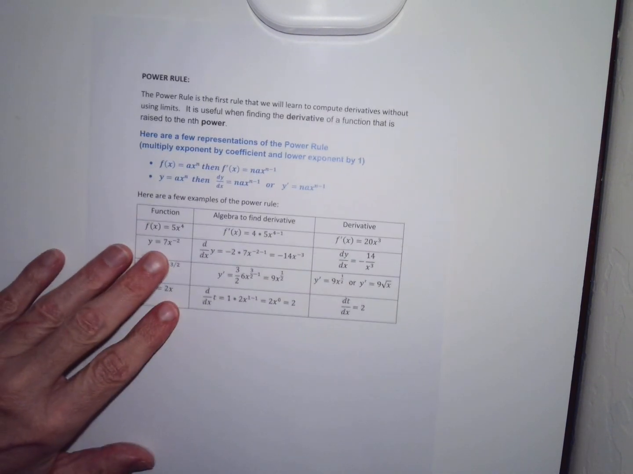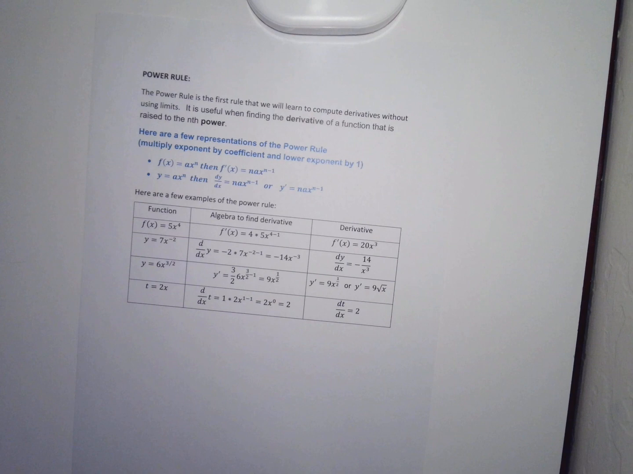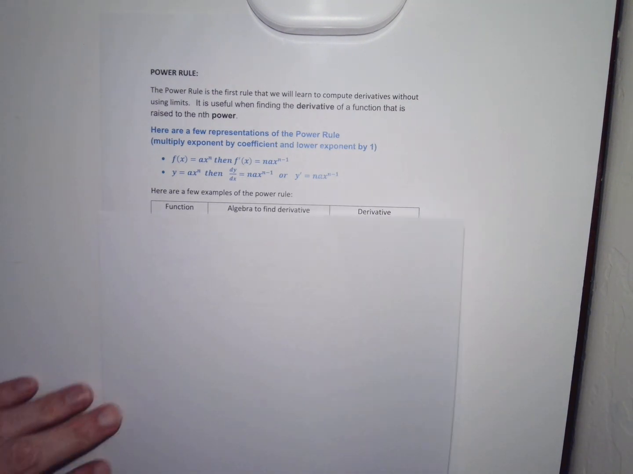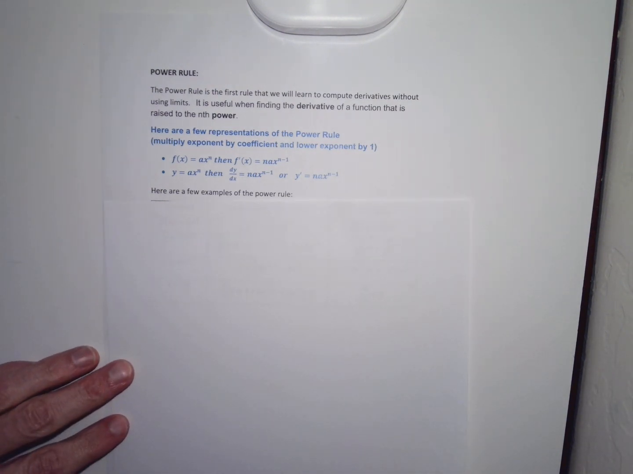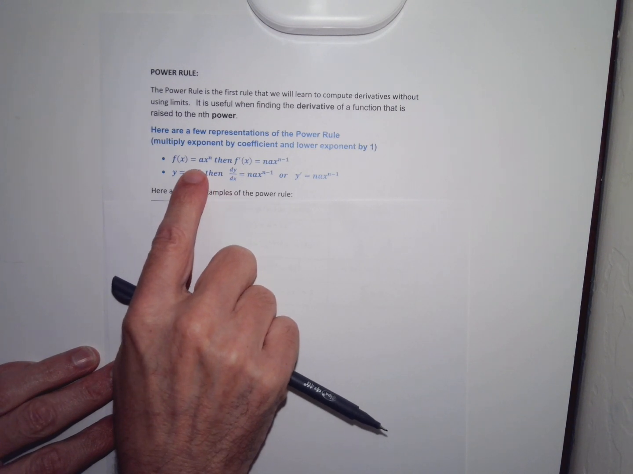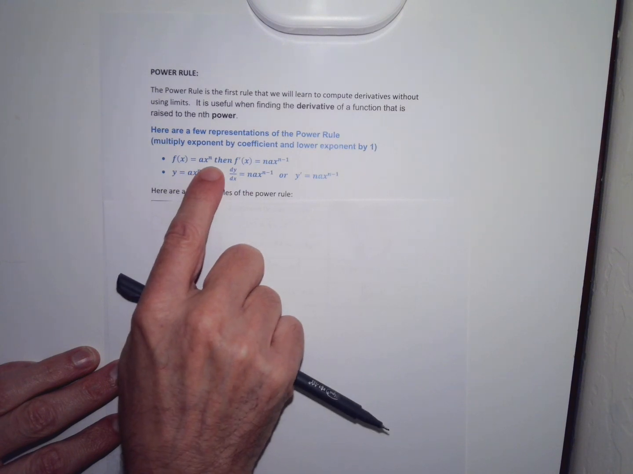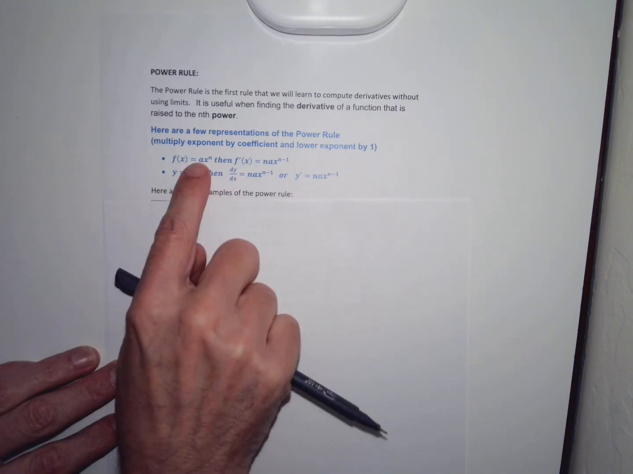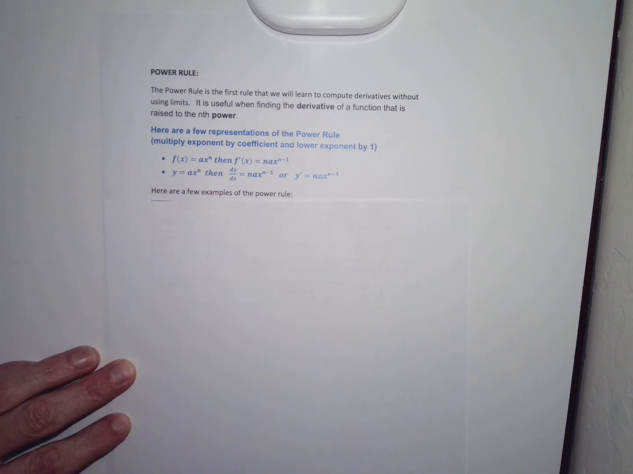So we have just a handful of rules that will allow us to find derivatives without using limits, which is wonderful. The first rule that we're going to learn is called the power rule. The power rule basically says if you have a coefficient, some real number, times a variable to the n power, we can find the derivative of that function without using limits by multiplying the exponent by the coefficient and lowering the exponent by 1.